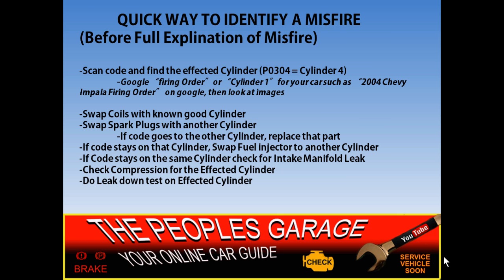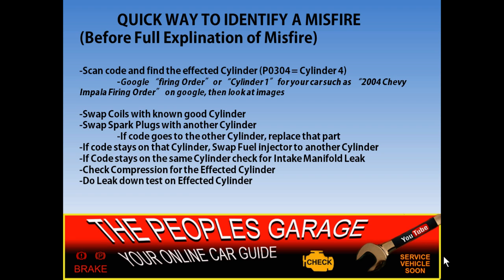A quick way to identify a misfire. I want to explain a quick way to do this. That way, if you don't need all the information, you don't have to watch the full show here. You can just get a quick explanation of it if you already have a basic idea of what's going on here. A quick way that I check for a misfire is, of course, your check engine light's on. You've got to pull the code and verify you do have a misfire, which will indicate P0301 through P0308 for an 8-cylinder in this case. Scan the code, find that cylinder.